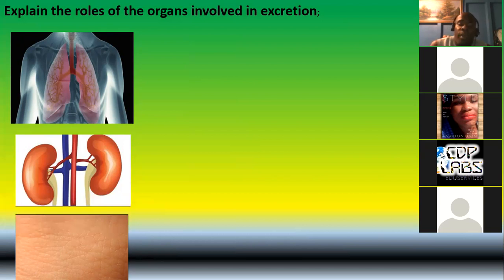What is the name of the excretory product, or products rather, related to the kidney? Urea, water, and salt. Come on. Urea, water, and what? And salt. All right.